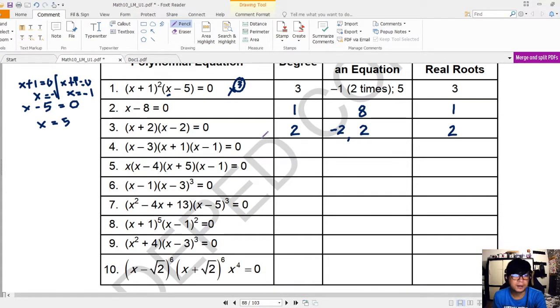Okay, for number 4. For number 4, ilan lahat ang degree natin? 1, 2, 3. So, the degree is 3 kasi maging x cube man yan siya, di ba? Pag hindi siya na-factored. Actually, pag naka-factored form siya, madali lang natin ma-identify yung mga roots. Kasi na-factored form naman siya. So, the first root here is 3. Second real root is negative 1. Tapos, 1. So, the number of real roots is 3.